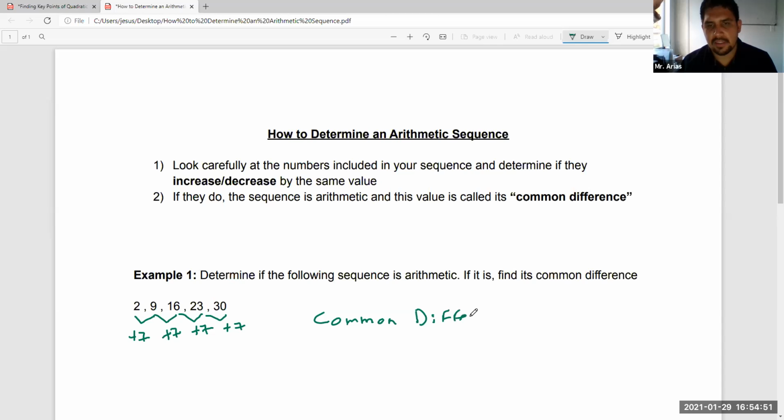So my common difference is equal to positive 7. Okay, and we do have an arithmetic sequence for sure.